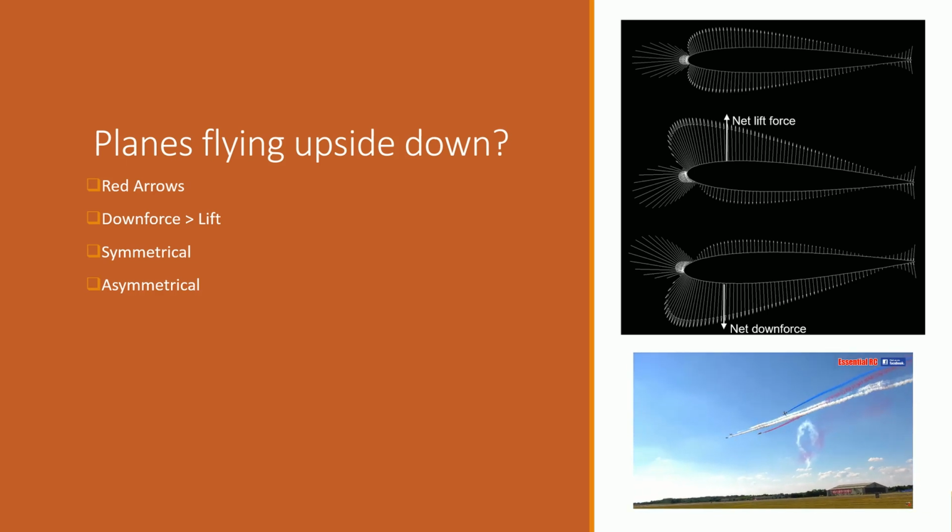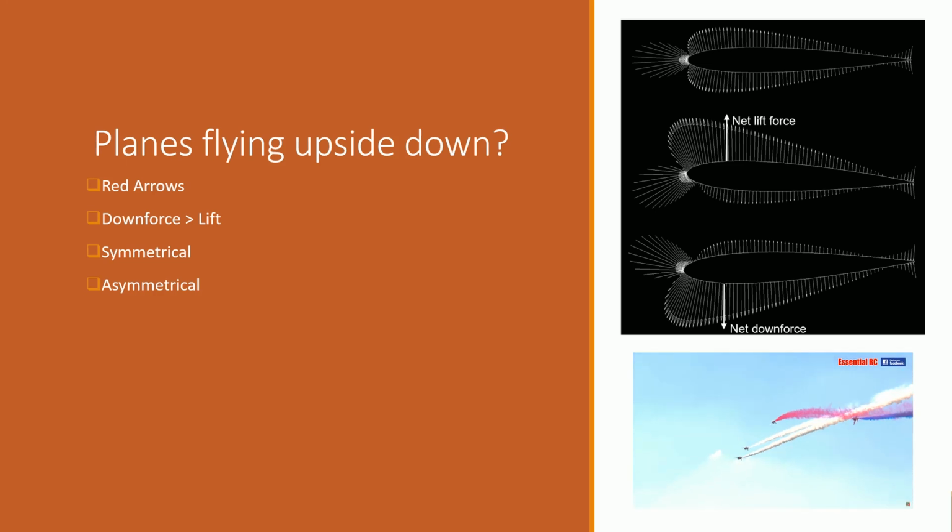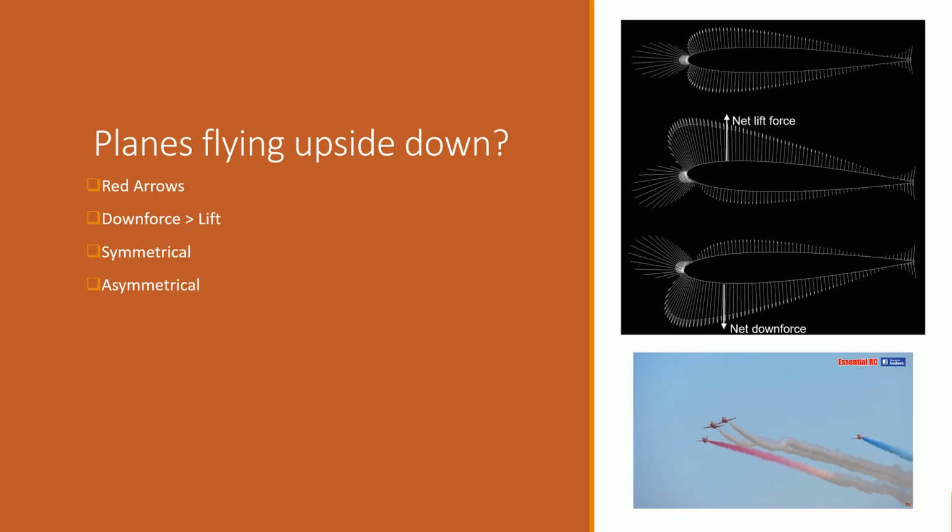An asymmetric airfoil can also generate downforce, but is naturally going to produce lift at 0 degrees of attack. So usually a more severe negative angle of attack is needed to produce a net downforce for asymmetric airfoils.